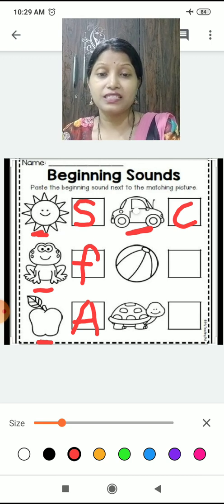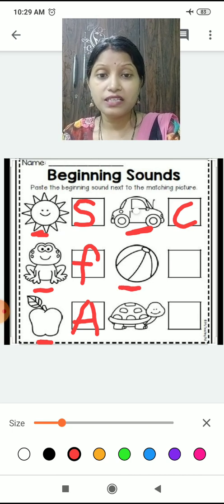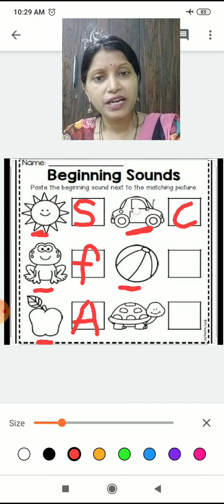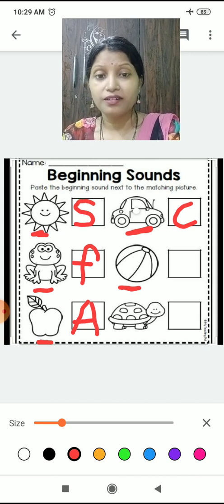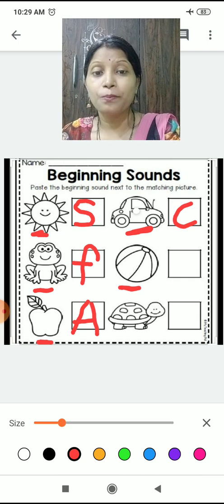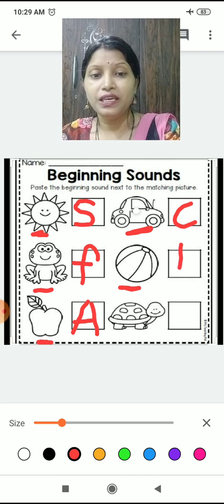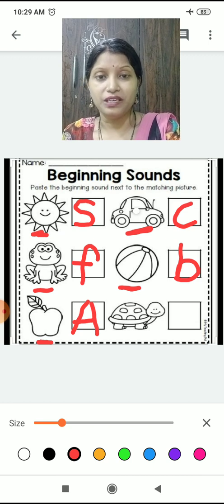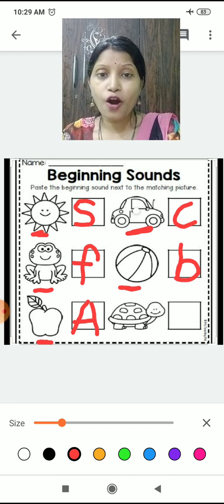Next is ball. What is it? Ball. B. So which alphabet has a sound of B? Yes, it is B. B is for ball.